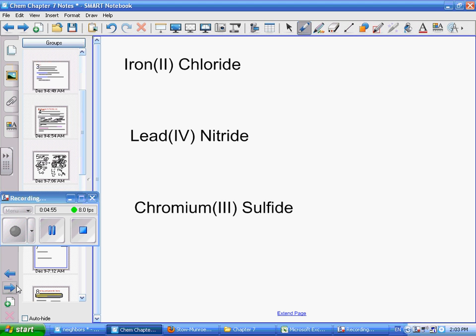So, iron 2 chloride. The charge on iron 2 is 2 plus, Fe2+. That's what the 2 stands for. Chloride is -1. All right, no big deal. So I put the 2 here, I put this 1 down here, FeCl2.